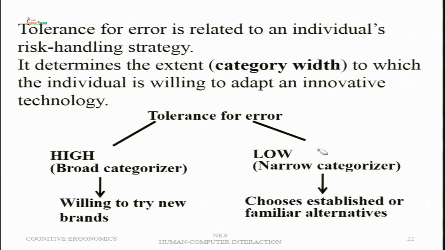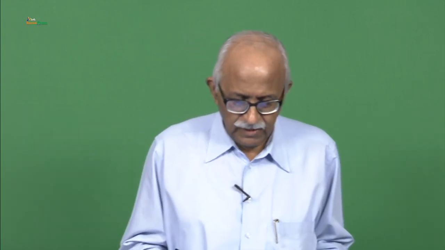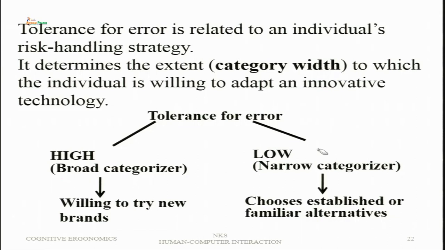So if the category width is large, that means tolerance for error is large, and therefore the individual will be willing to adapt new technologies. So this is how new technologies get adapted and become useful, and they find a market and usability and all that. So if tolerance for error is high, the individual is called a broad categorizer. If the tolerance for error is low, then the individual is called a narrow categorizer. So a broad categorizer is willing to try new brands, whereas a narrow categorizer chooses established or familiar alternatives.